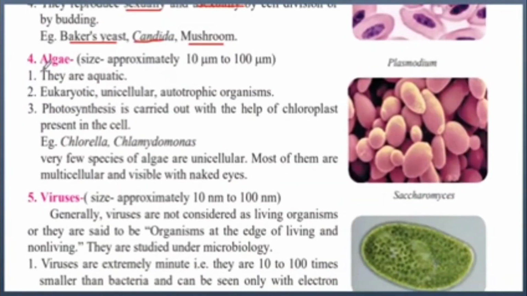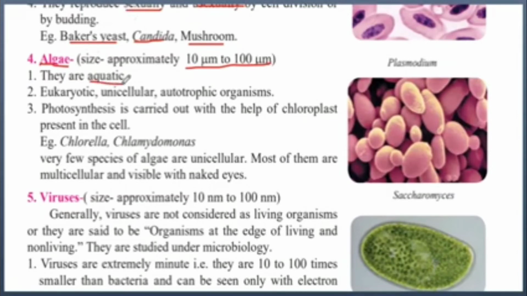The next microorganism that we'll talk about is algae. Their size is approximately 10 micrometers to 100 micrometers. Therefore, algae are similar in size to fungi. These are aquatic, that is, they grow in water. They are eukaryotic, unicellular, that is, they have just one cell, and autotrophic organisms. So, autotrophic means that they make their food by themselves.